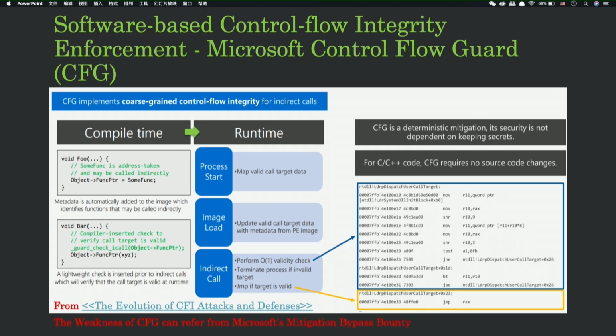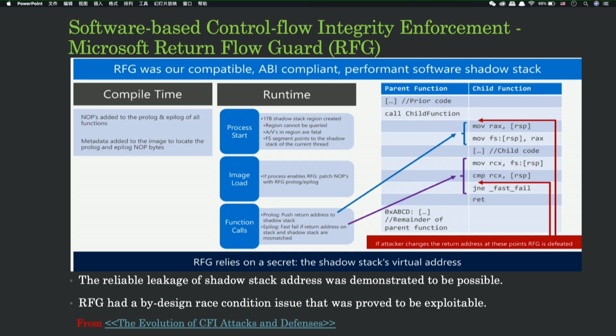That's for the front edge. Then for the back edge, Microsoft implemented what they call the return flow guard. The idea is also very simple. When a function call is made, we know that the return address is on the data stack. And the attackers will try to modify that return address so that they can hijack the control flow.